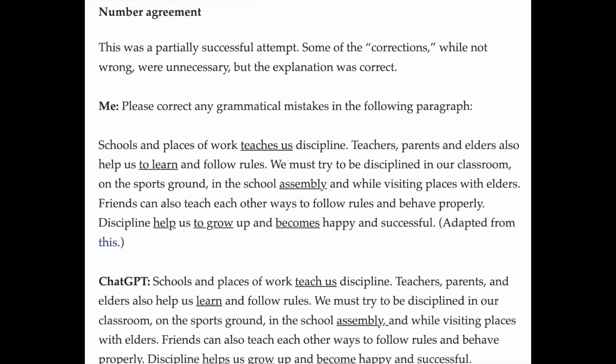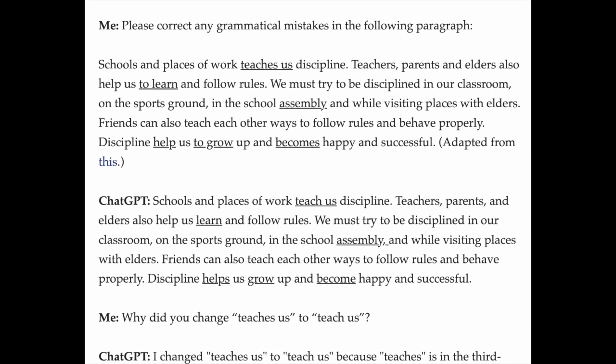It was a little bit better in this case with number agreement. So I asked, please correct any grammatical mistakes in the following paragraph. "Schools and places of work teaches us." So there's a problem there. The "to learn" was no problem, I don't think.